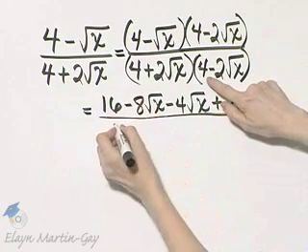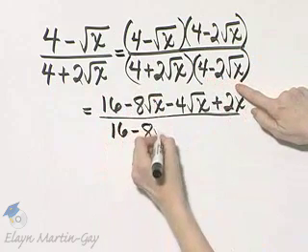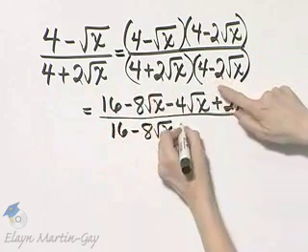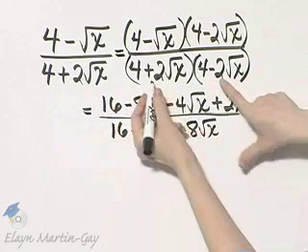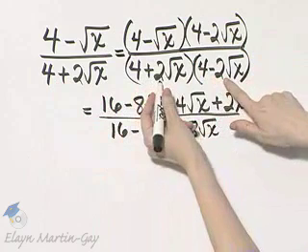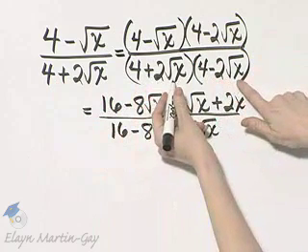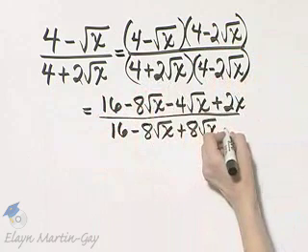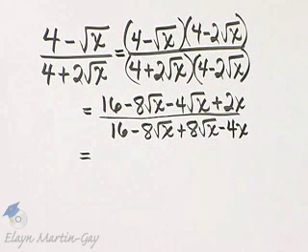What do we have in the denominator? First times first, that's 16. Then I have minus 8 square root of x plus 8 square root of x. And then last times last, it will be minus 2 times 2 is 4. Square root of x times square root of x is x. So minus 4x.